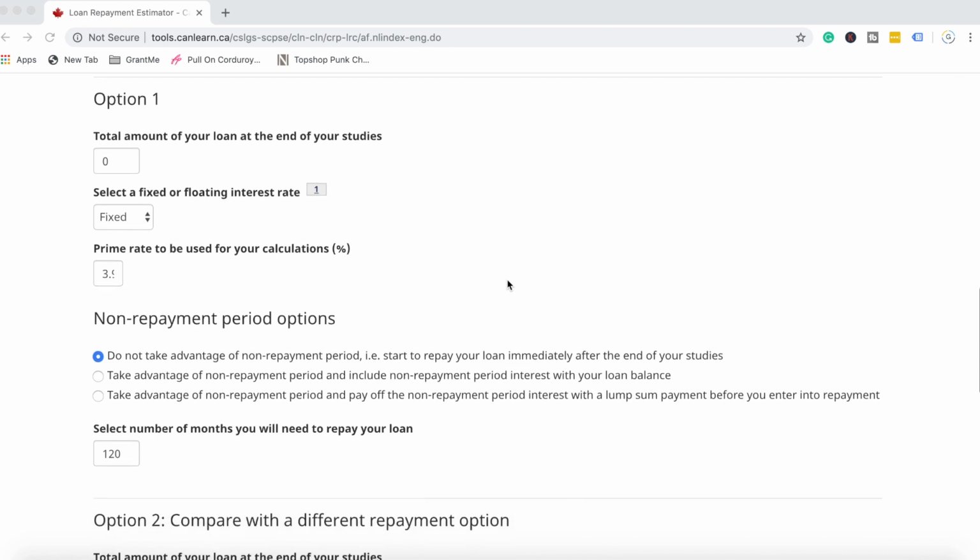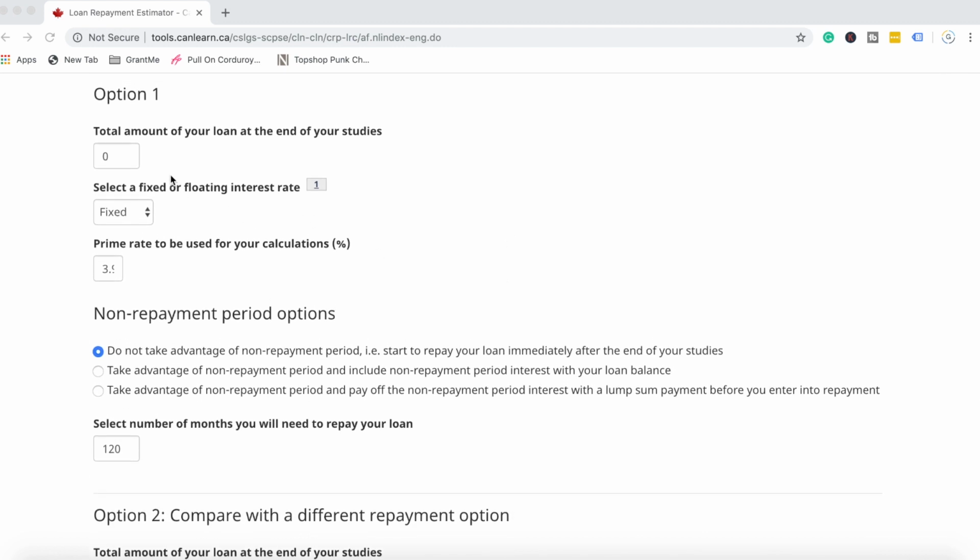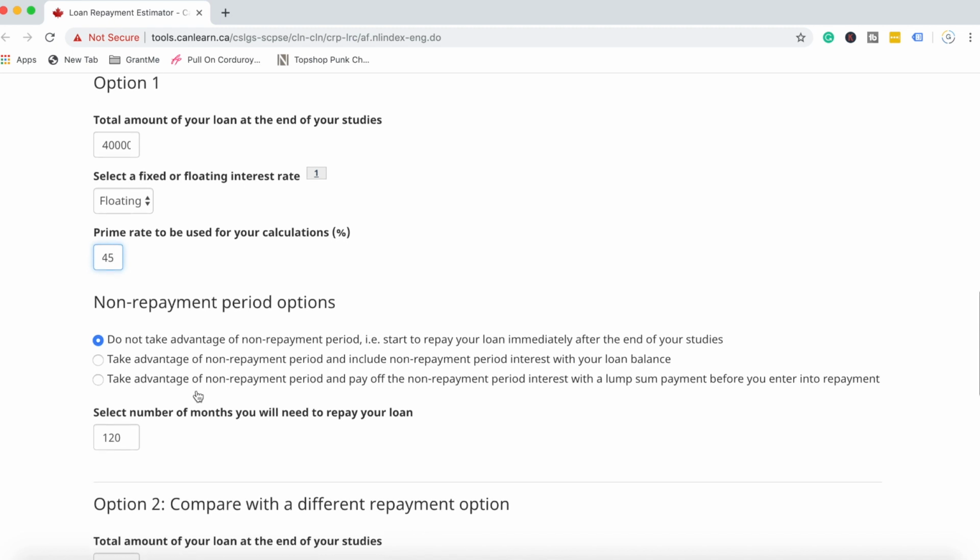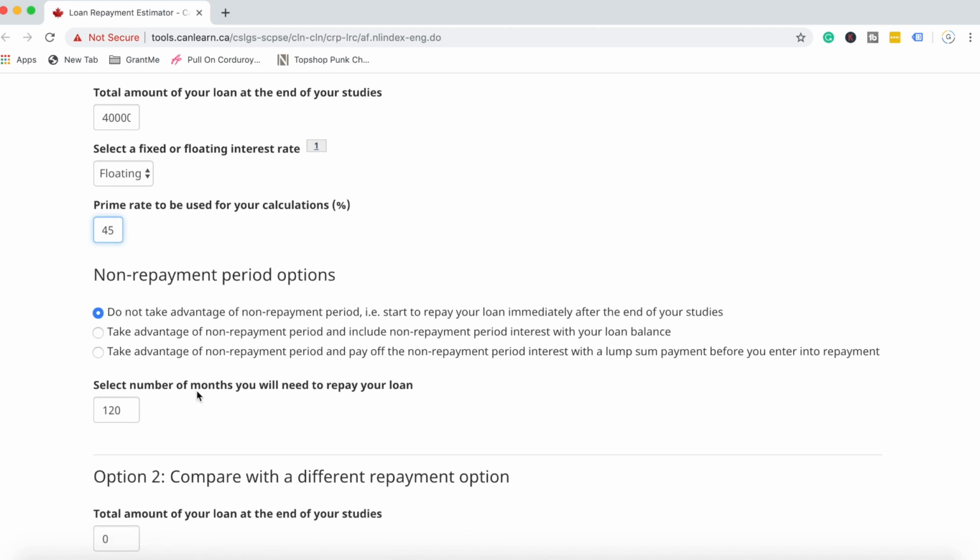loan repayment calculator. Maybe your schooling is going to cost you $40,000. So you'd put $40,000 inside. It asks you not to put in a comma, so just make 4 zeros. Either you have a fixed or a floating rate. Mine was a floating rate from my Student Aid BC, so it was 6.5%. Non-repayment period options: do not take advantage of the non-repayment period, or start to repay your loan immediately after the end of your studies. I'm just going to select do not take advantage of the non-repayment period.